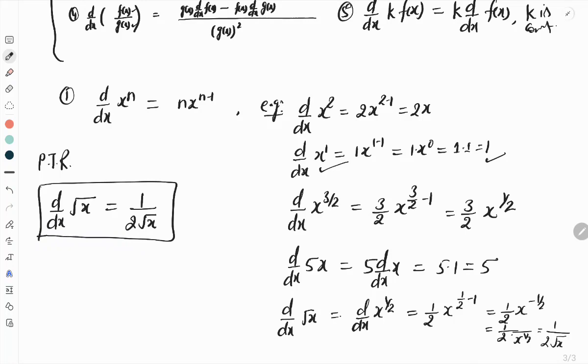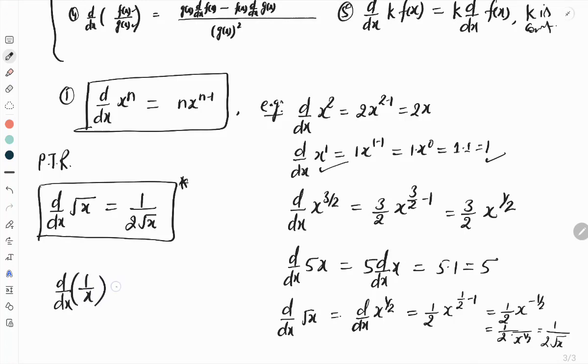This one you have to remember, this is the formula. One more: if I am finding the differentiation, let's say the question is dy/dx of 1 upon x, actually this one also you have to remember. The value is minus 1 upon x square. So dy/dx of 1 by x is equal to minus 1 by x square.